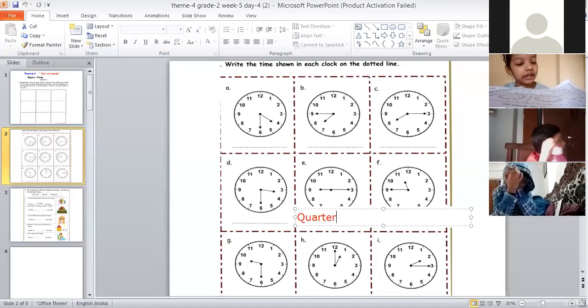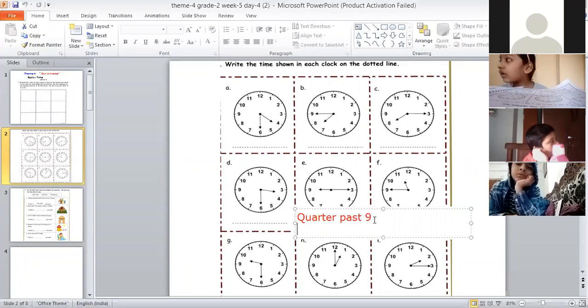In number form, how will you say? What is the time? Yes, in another way, what can you say? Quarter past 9. It's 15 minutes past 9. In another way, what can you say? Is it 9:30, 9:45, or 9:15? What is the time?